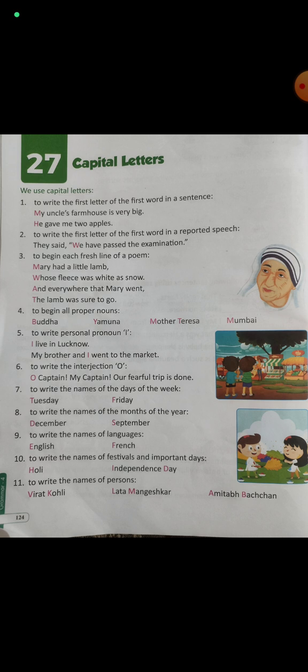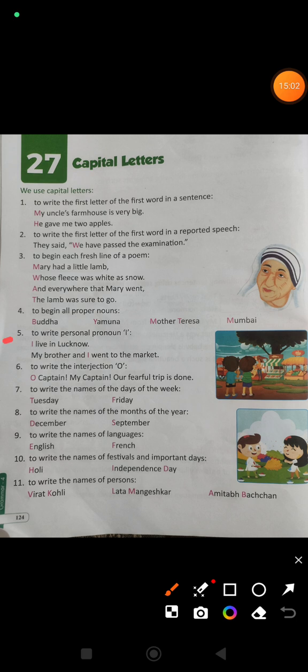Then next, rule number 5. Always use a capital letter to write the personal pronoun I. When you write a sentence, always make the personal pronoun I capital. Here two examples are given. The first one is I live in Lucknow, and I is capital. Then the second sentence, my brother and I went to the market, and in this sentence also I is capital.